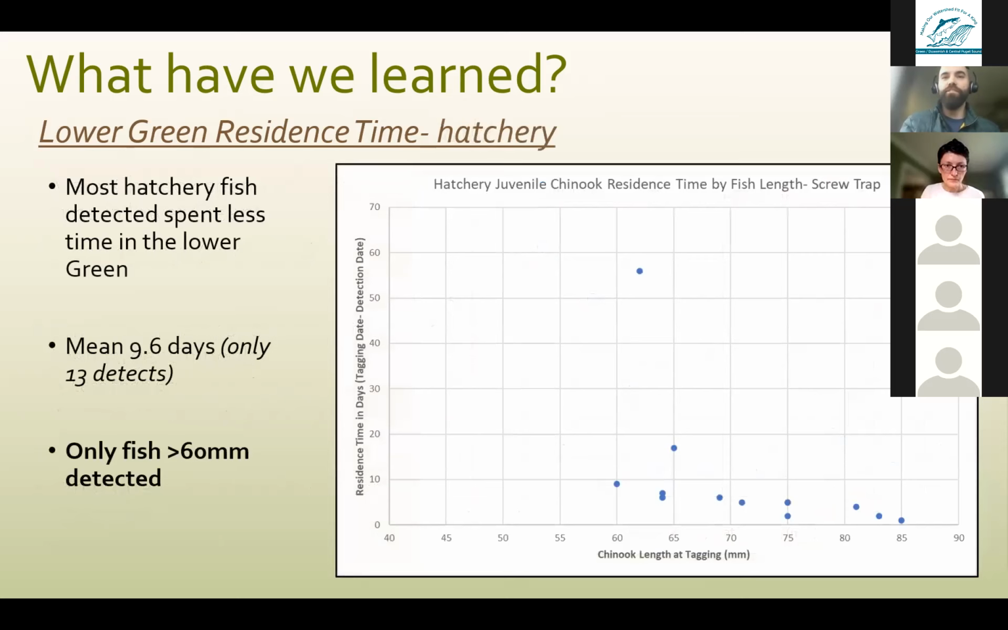Now onto the hatchery fish, same thing. You have length down here, and on the y-axis you have the residence time. You can see that for the most part, most of the hatchery fish pass through pretty quick. You have one outlier up here that was close to 2 months. But keep in mind, these are all fish that are greater than 60 millimeters, so you don't have the size distribution that you have with the wild fish. They tended to be a little larger, so you could be seeing that. Overall, though, it was an average of 9.6 days.